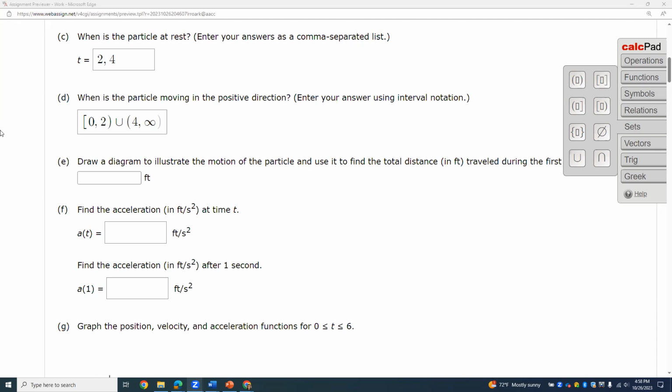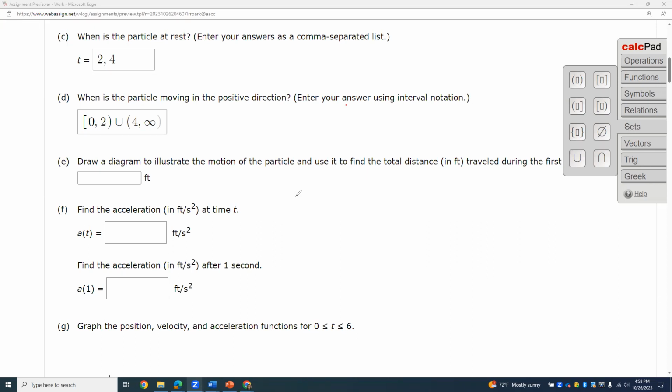This definitely comes up. This whole diagram idea feels a little weird, I'm not gonna lie. What is a diagram? How many diagrams have you drawn in math before? Probably not that many. So we'll go through what you want to have for a diagram for the motion of the particle. Part E says draw a diagram to illustrate the motion of the particle and use it to find the total distance traveled.